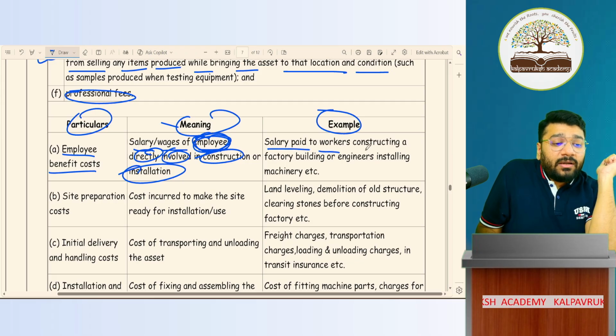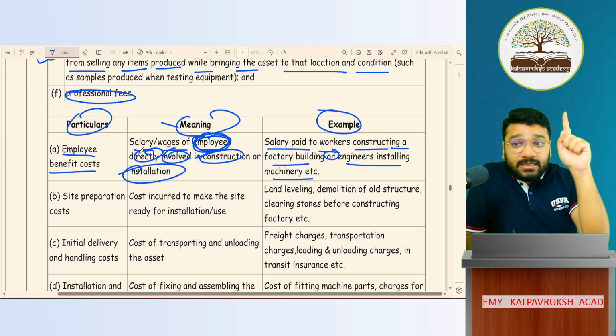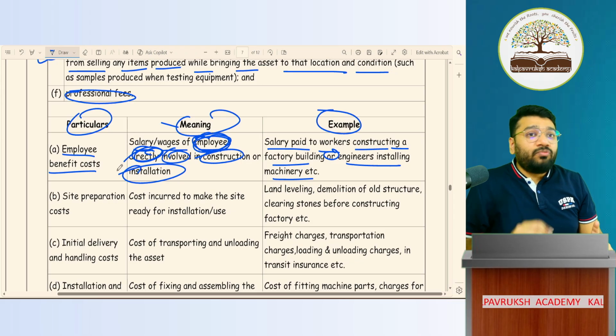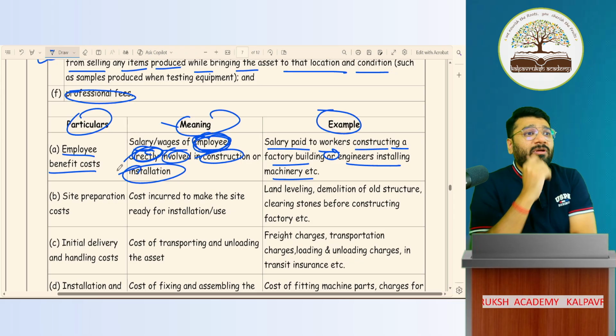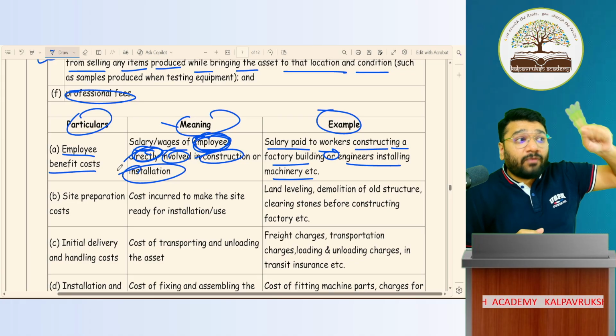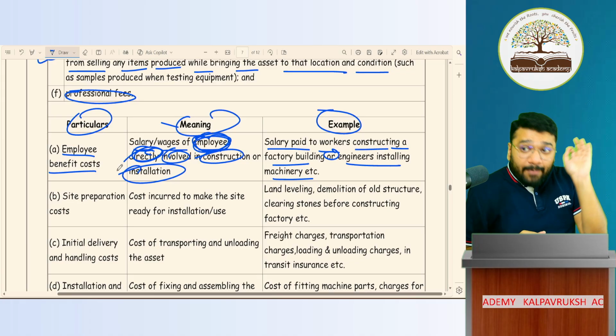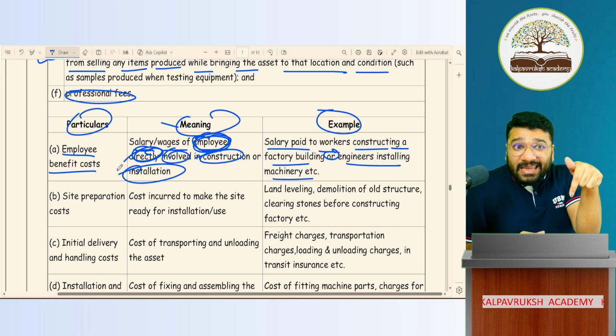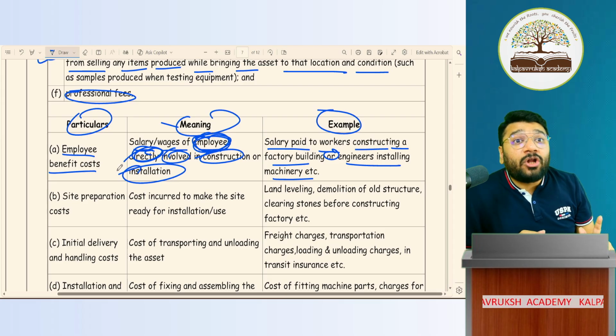Salary paid to worker constructing a factory building or engineers installing machinery. That staff should be directly involved. Understood? I won't pay for just sitting in a chair and watching. If I give that money, that is not for construction or PPE. I am talking about a cost that is paid to my staff who is directly involved in the construction or installation of PPE. Got it, not got it?